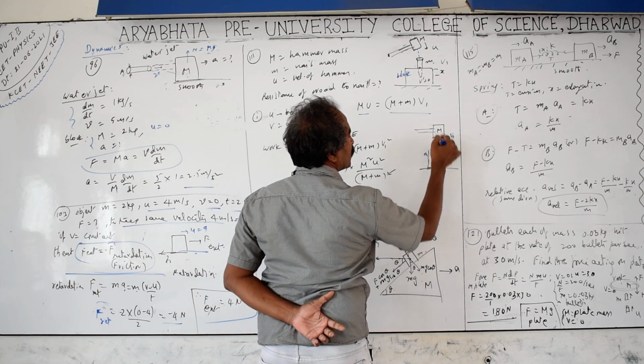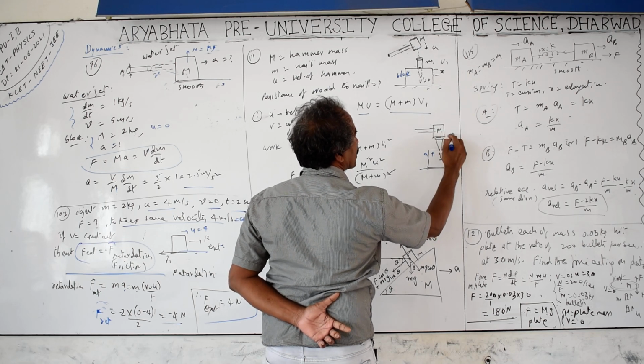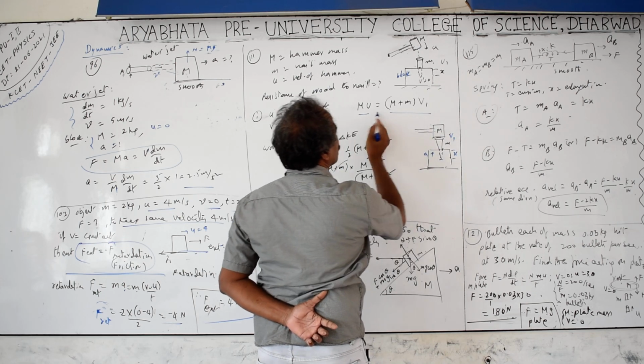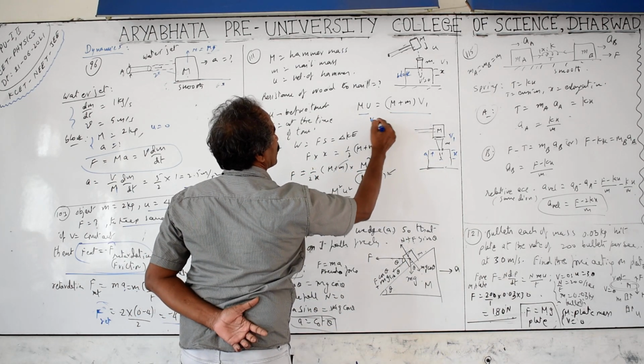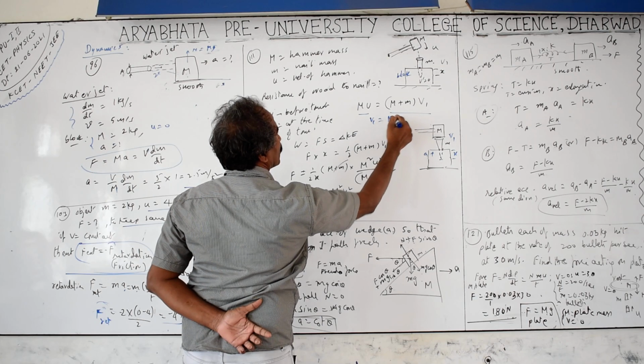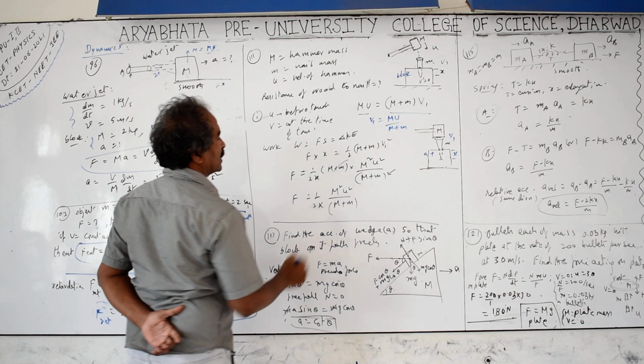After hitting, both are moving together, touching, with the total mass times a common velocity. The common velocity is v1, so (m plus M) into v1. Momentum before equals momentum after. From this you have to get the expression for v1. v1 is equal to m into u by (m plus M). We need that later.